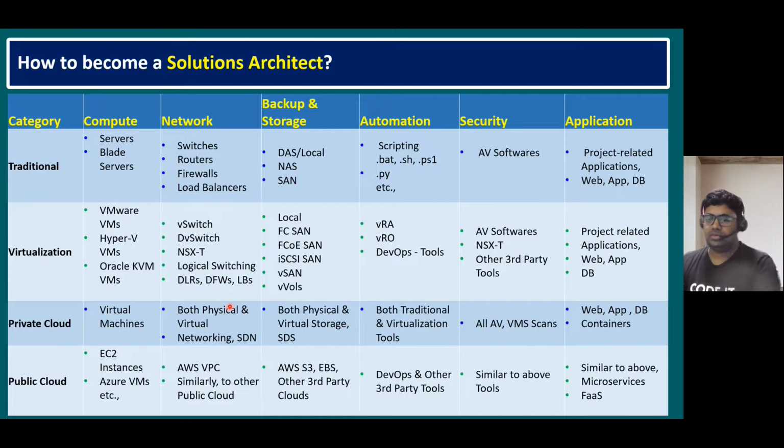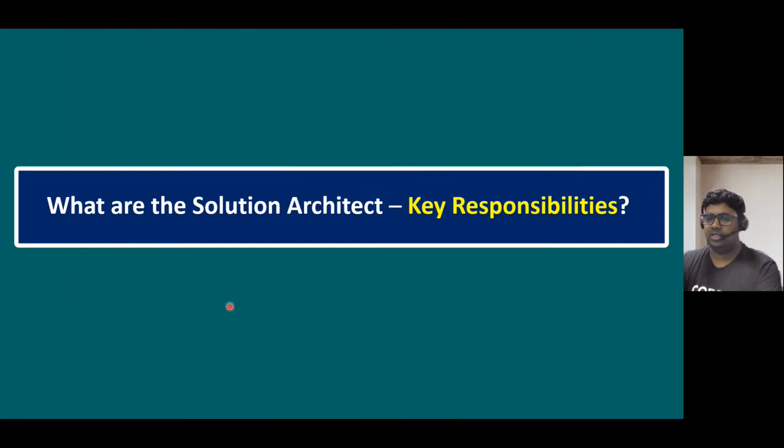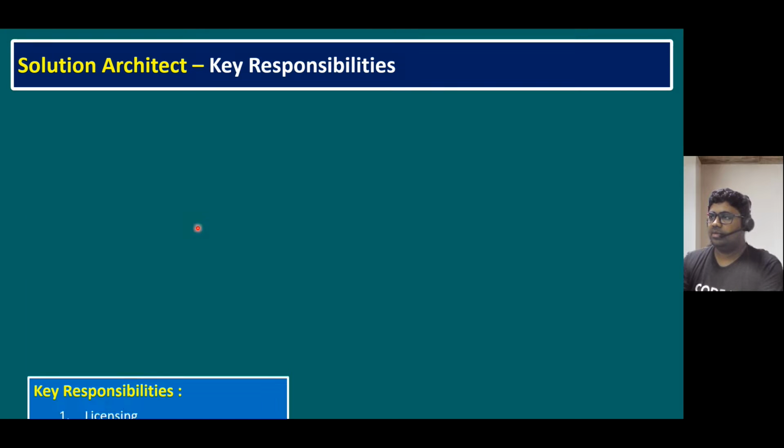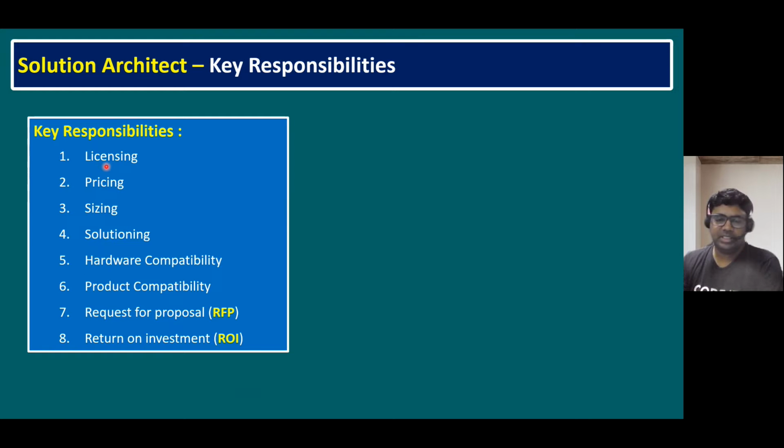Okay, now let's move on to the solution architect's key responsibilities. These key responsibilities are mainly about the licensing portion. We need knowledge of licensing: how VMware licensing works, how operating system licensing works in Windows, and how it works in Linux, Solaris, and any of the other flavors.